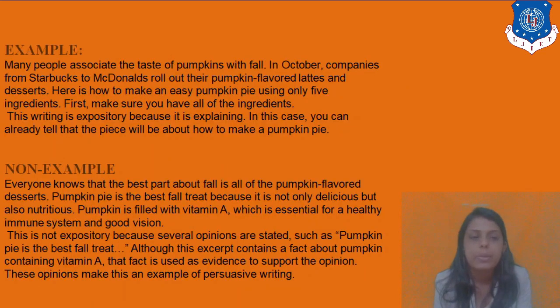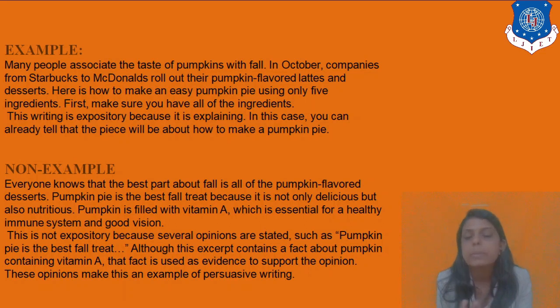Here is an example. Many people associate the taste of pumpkin with fall. In October, companies from Starbucks to McDonald's roll out their pumpkin flavored lattes and desserts. Here is how to make an easy pumpkin pie using only 5 ingredients. First, make sure you have all the ingredients. The writing is expository because it is logical. You go in sequence, right?